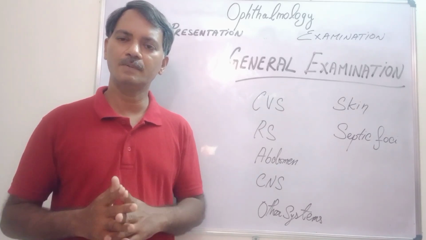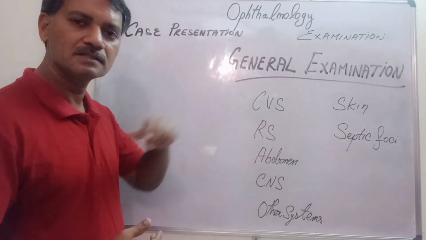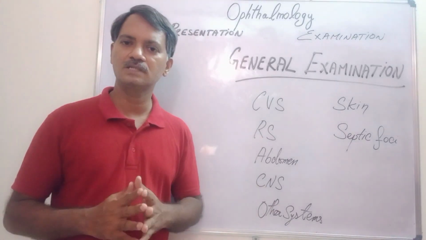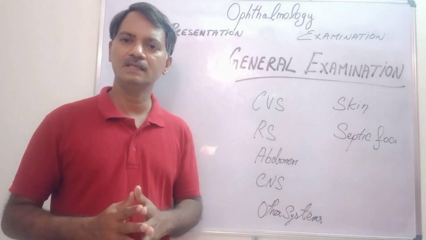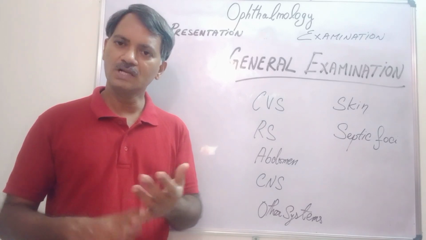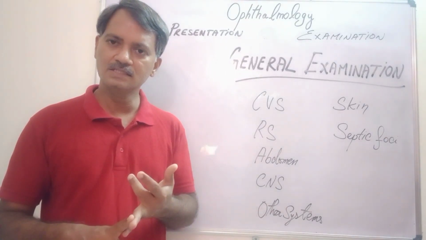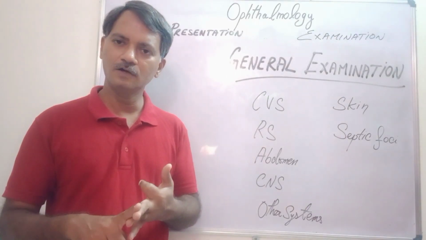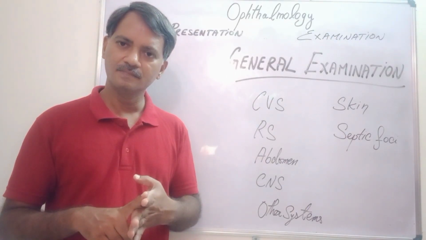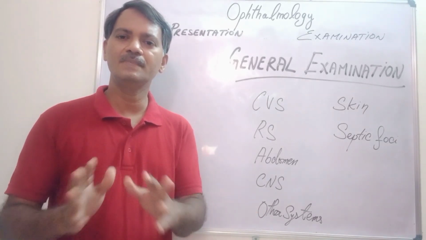If the abdomen is normal, it should be soft. Next is the CNS, central nervous system. You should examine the higher functions, we have already done it. Motor system, then the sensory system, then cranial nerves, autonomic system. All systems have to be examined in the CNS.